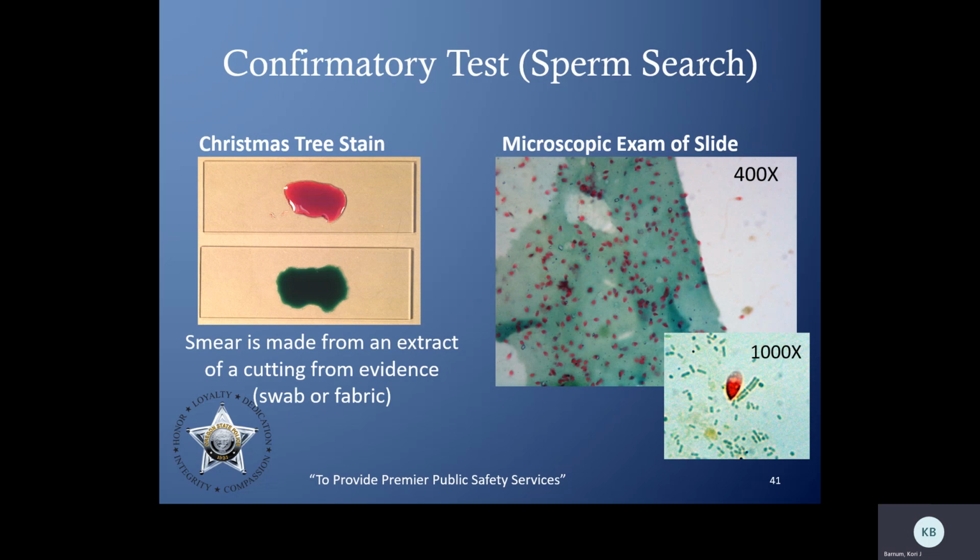Our confirmatory test for spermatozoa is a dye stain known as a Christmas tree stain, since it is a red followed by a green stain. That is applied to a smear made from an extract of a cutting from the evidence, either a swab or a piece of fabric. What you see here at 400 times magnification is a whole lot of spermatozoa. Every one of these little ruby pink colored cells is a human sperm cell head. This is a single human sperm cell head at 1,000 times magnification.